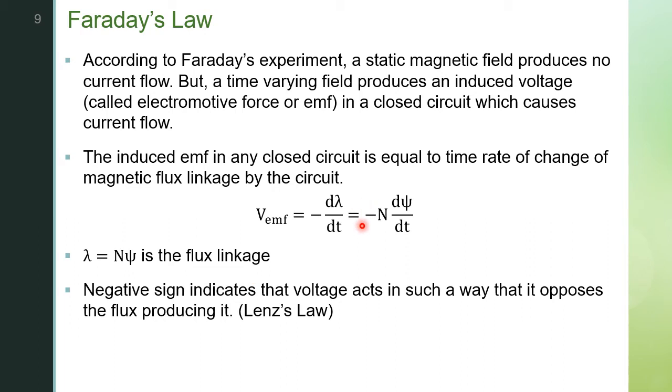Now here, there is a negative sign. This means that the voltage will be in a direction such that it will oppose the flux producing it. That is, when flux is produced, the voltage induced will be in the opposite direction. That is why we have a negative sign, and this is proposed by Lenz's law. That is why V EMF is expressed as minus N d psi by dt.